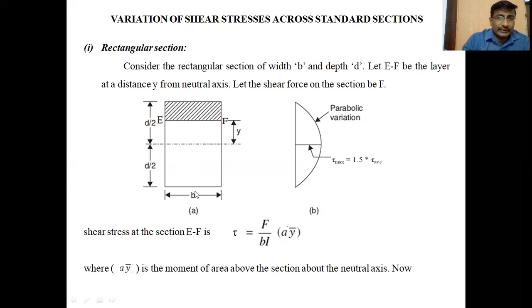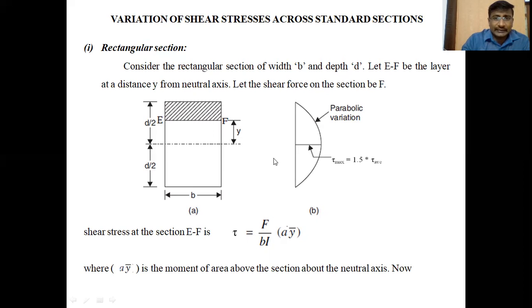By varying Y, the shear stress also varies. This is the shear stress distribution across the section. That means the shear stress at the extreme layers is 0 and the shear stress at the neutral axis is maximum. The shear stress varies across the section as a parabolic variation, like this.